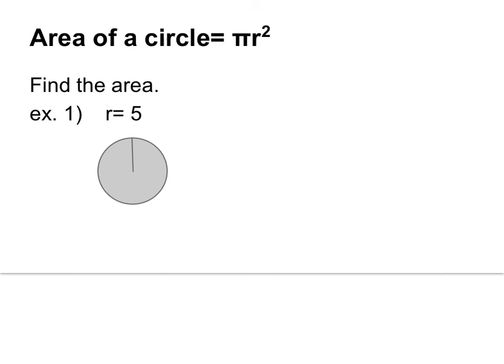The area formula for a circle is pi r squared. So let's go ahead with this first example and find the area given that the radius r is 5. So area equals pi times, we're going to substitute the 5 in and square it. So area equals 5 times 5 is 25. We'll call it 25 pi. So usually we put the number in front of the pi if we're leaving it in terms of pi.